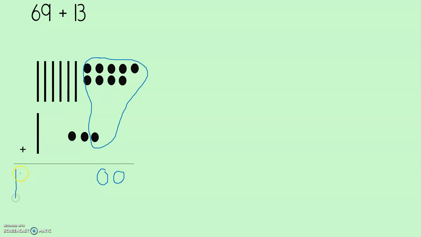So first, I need my 6 tens, then my one more 10 from the 13, and then finally, I need the other 10 that we made with our ones. So now when I look at it, I see 8 tens and 2 ones. That gives me 82.